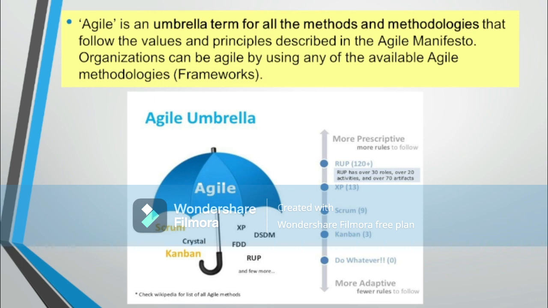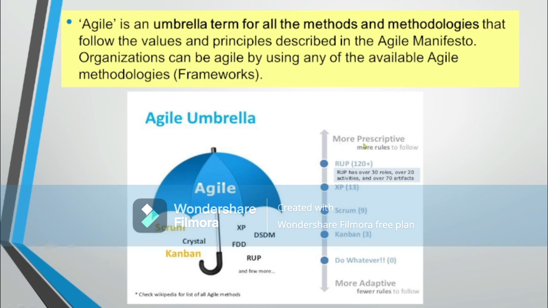This is the Agile umbrella. You can see there are some methods under the umbrella: Scrum, Crystal, Kanban, XP, DSDM, FDD, RUP, and there are more methods in Agile. And there's a chart you can see above.